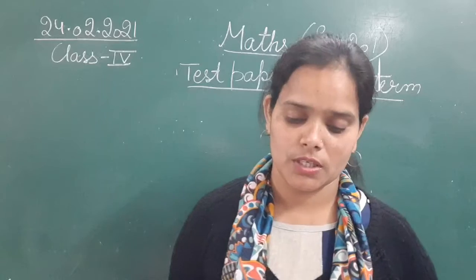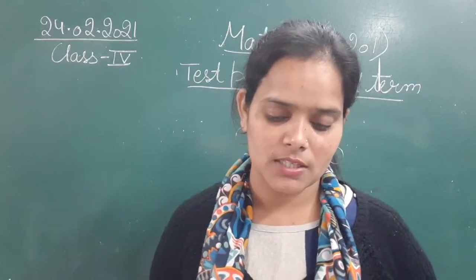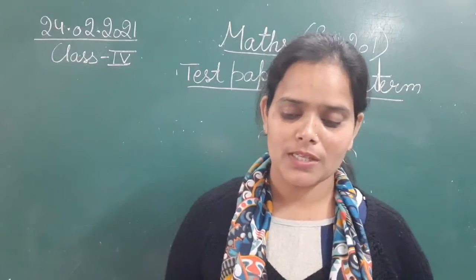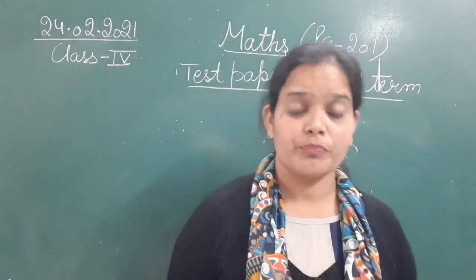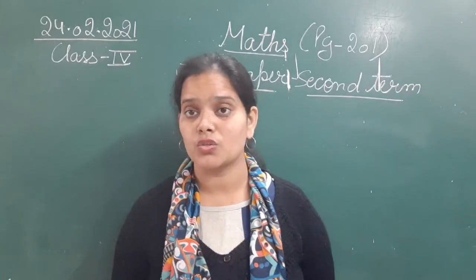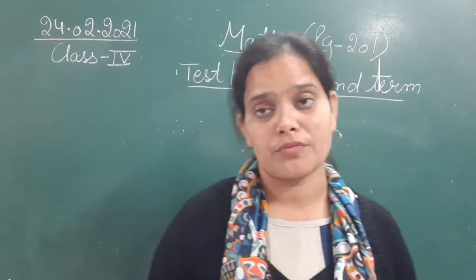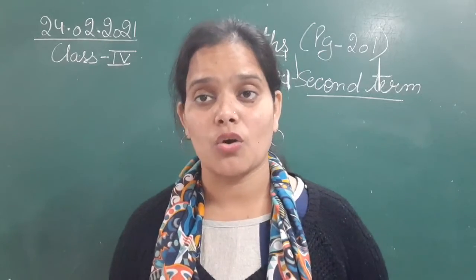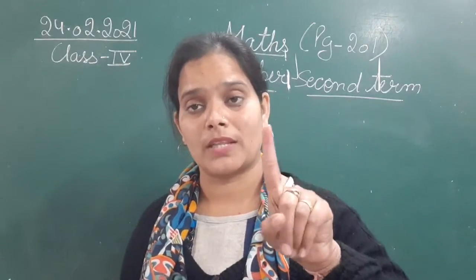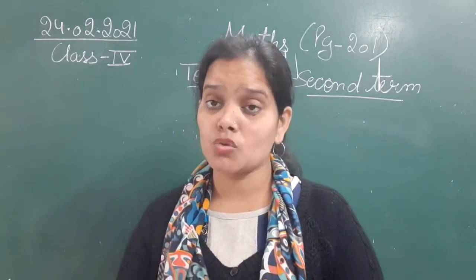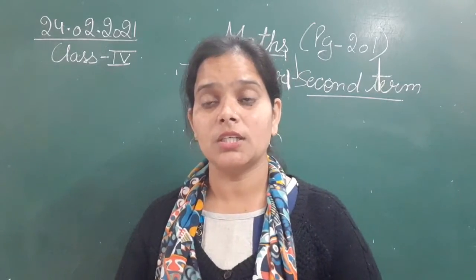The first question is, the cost of 2 cycles is rupees 2605. What is the cost of 1 cycle? Okay, so in this question the cost of 2 cycles is given and we need to find out the cost of 1 cycle. So that means the cost of 2 is given, we need to find the 1. That means ज़्यादा की दी है, कम की निकालनी है. So what will we do? We will do the division.